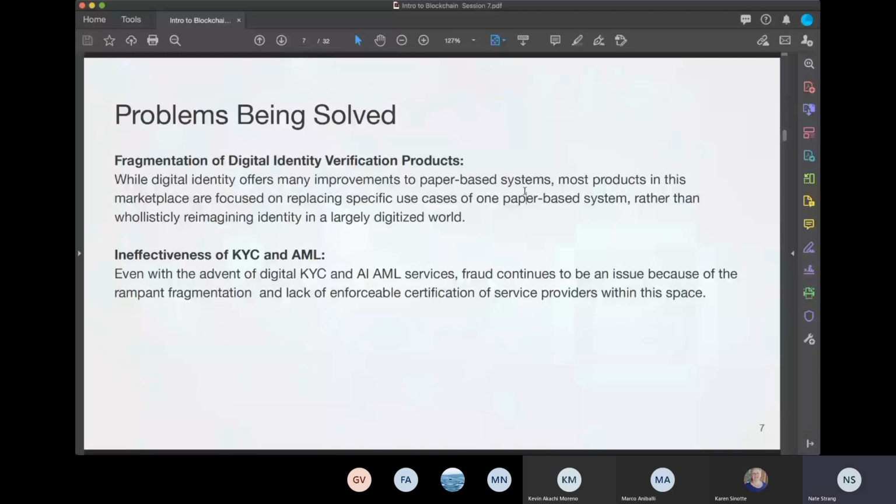Does anyone have any questions about this set of problems before I go on? Try to remember to keep an eye on our conversation here. I think we're good. Cool.